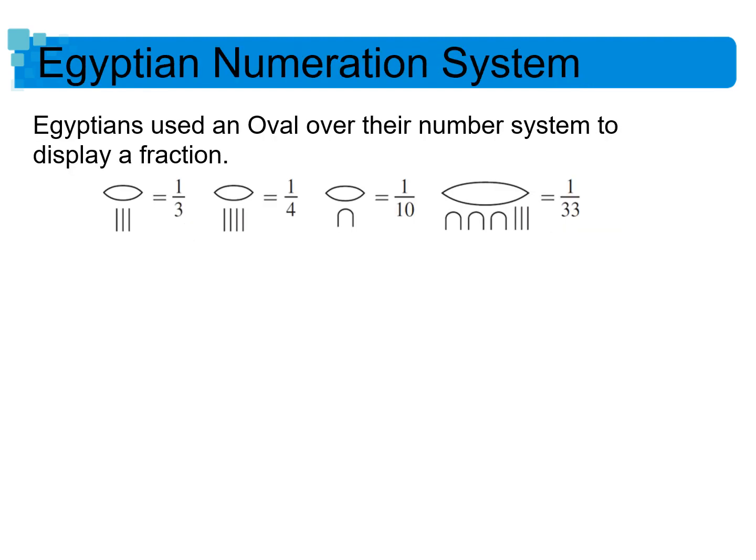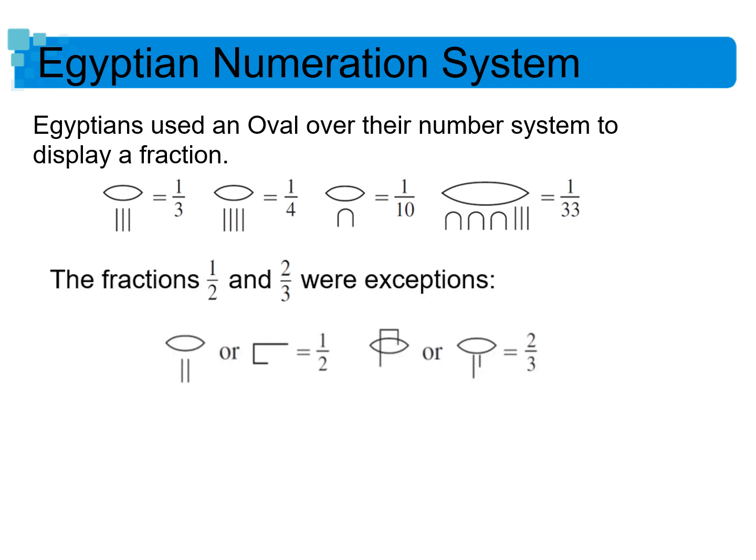The other neat thing that the Egyptians did is that they used an oval over their existing number system to display a fraction. So for example, they had 3 hashes here, and then you put this oval over it, and it represented 1/3. This represents 1/4, 1/10, and then this was 1/33. They did have a couple of exceptions. So 1/2 and 2/3 were exceptions.